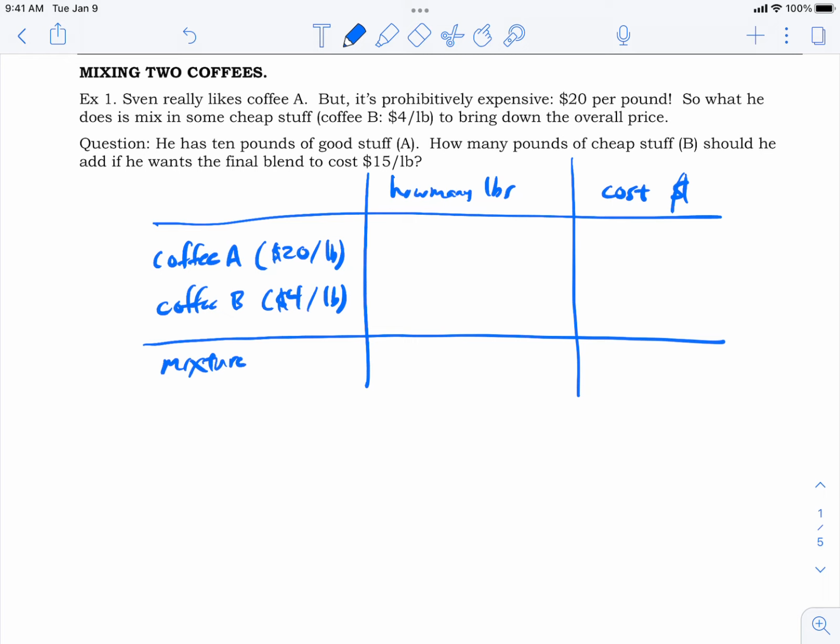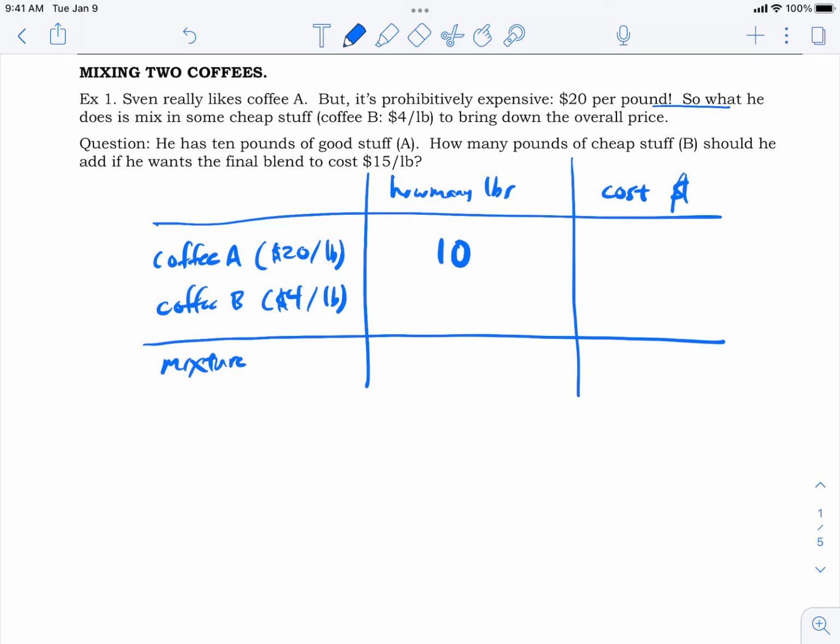So what have they told us? They told us coffee A, yep, $20 a pound. I've got that information in there already. Cool. We mix in some cheap stuff, which is $4 a pound. Yep, I got that information right there. What else do we know? He has 10 pounds of good stuff. Oh, I should write that there. Cool. He's got some good stuff.